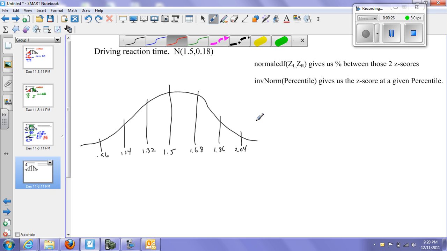Well, for one thing, the fastest drivers, the fastest reaction times, are the ones with the lower numbers here. So the slower reaction times are over this way, and I want to deal with the reaction times of the slowest one-third. I'm going to guess that the slowest one-third is certainly to the right of the mean, because the middle one-third would have been right at 50%. So I'm going to guess it's somewhere in here.